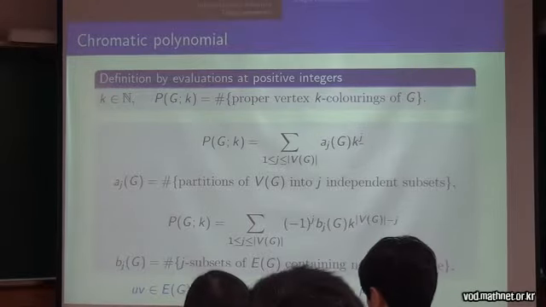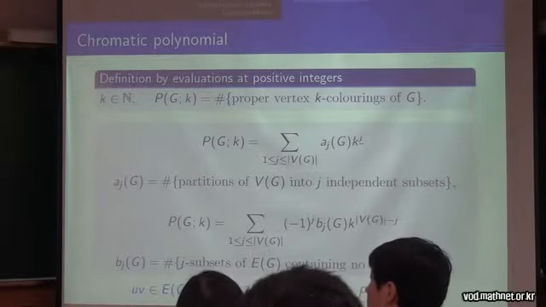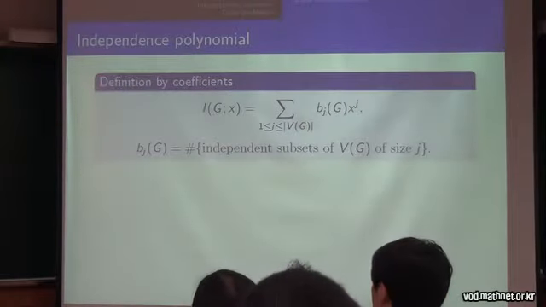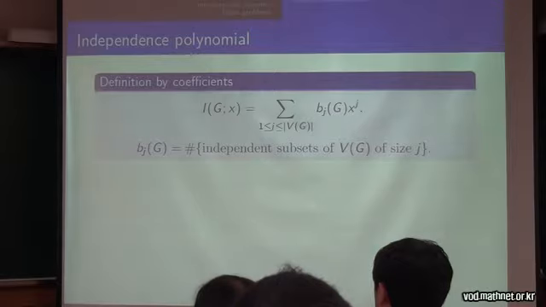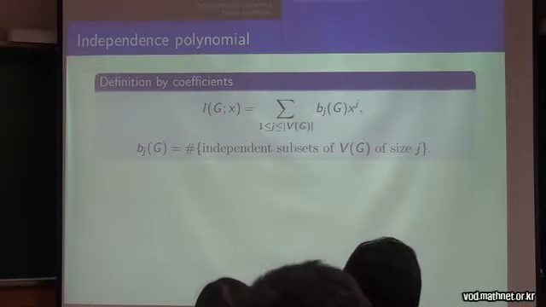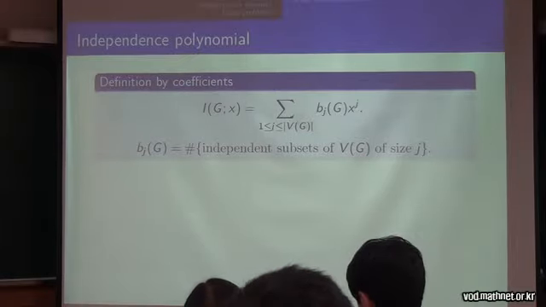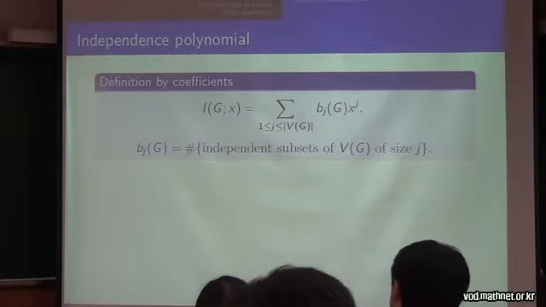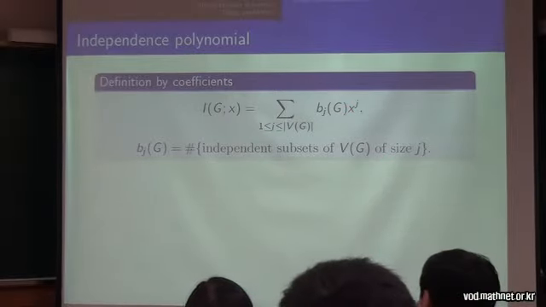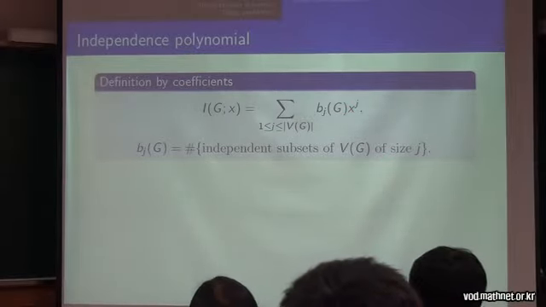And most graph polynomials have some such reduction formula to have a theory about them, because you can't really prove much otherwise. So a second example of a graph polynomial is the independence polynomial. And this is defined, instead of by evaluations, it's usual to define it by its coefficients. It's like a generating function for independent subsets of vertices of a given size. So for each, you count how many there are, and then you put the x to the j to label it. So it's a generating function.